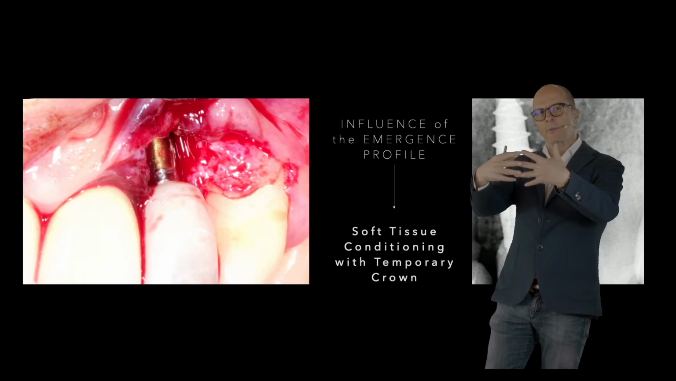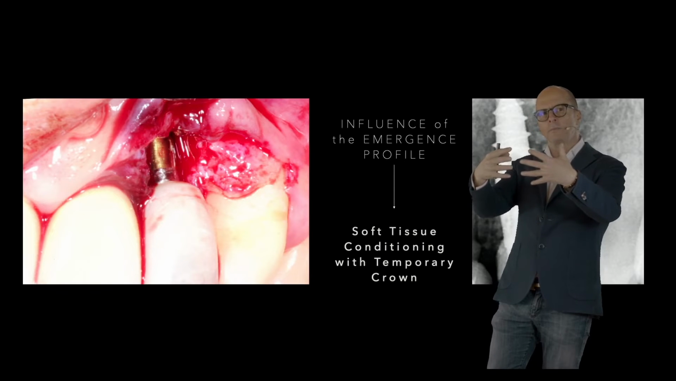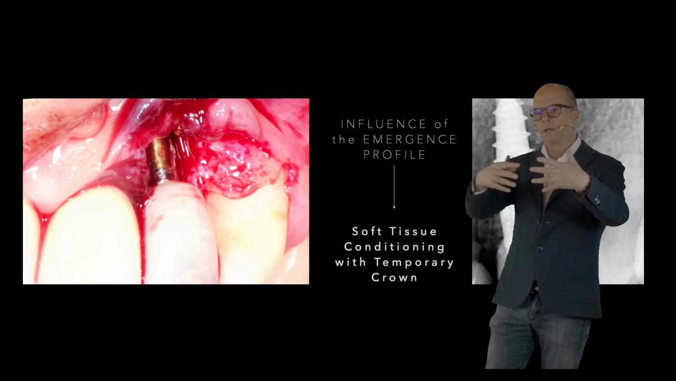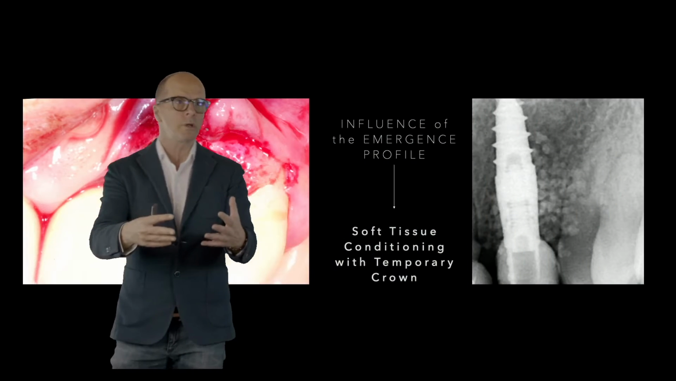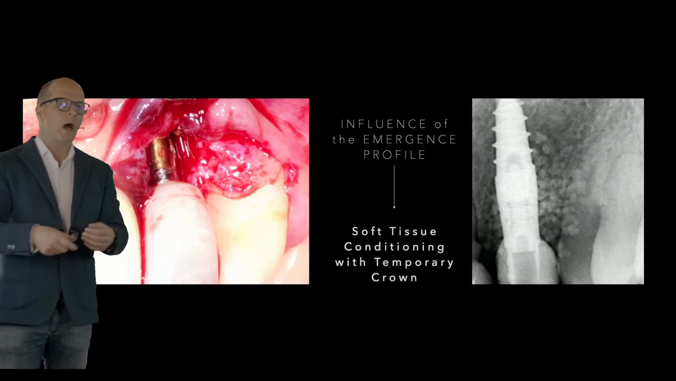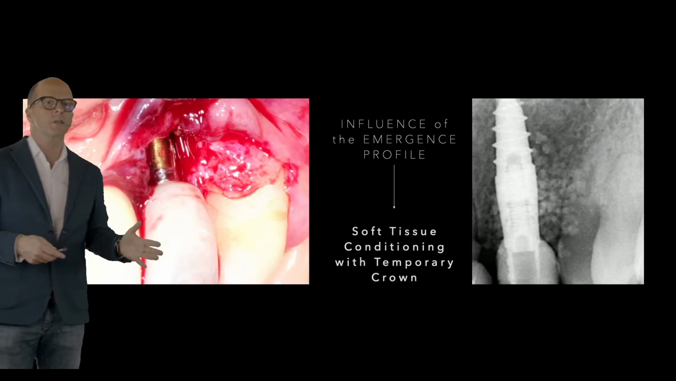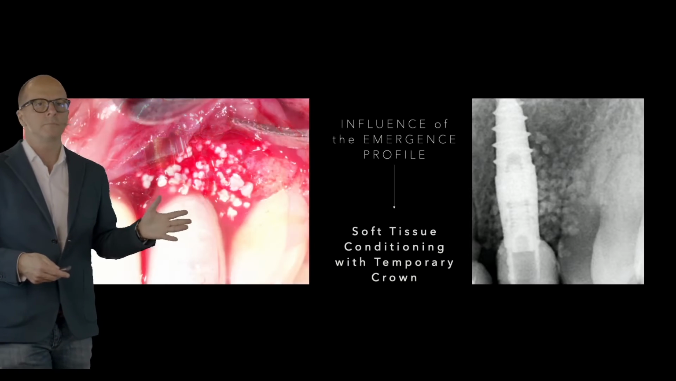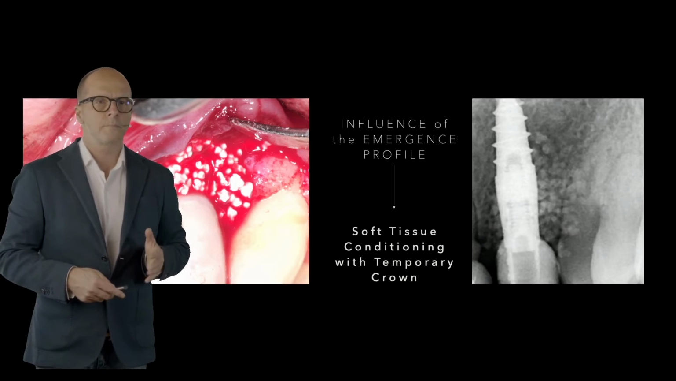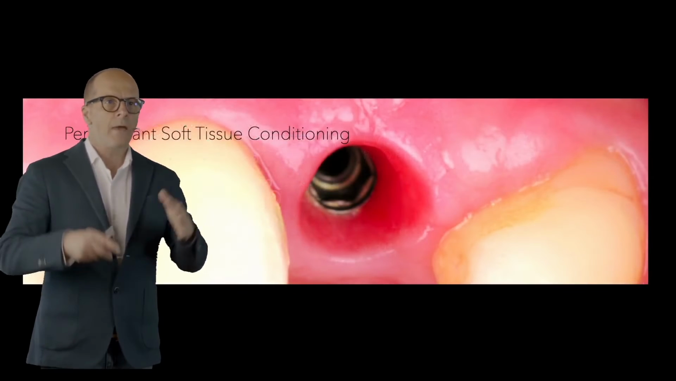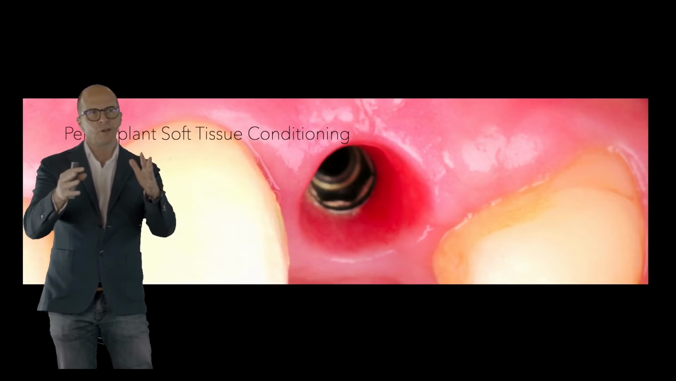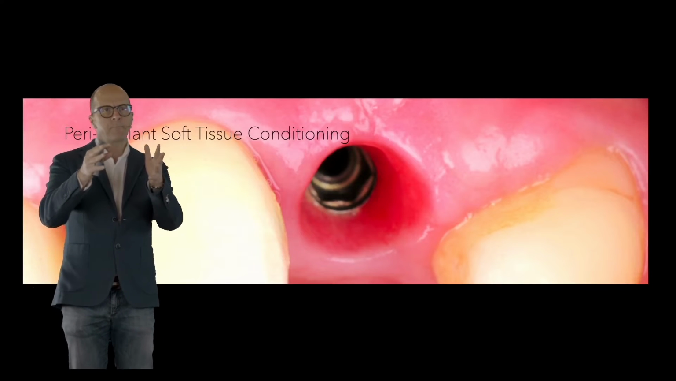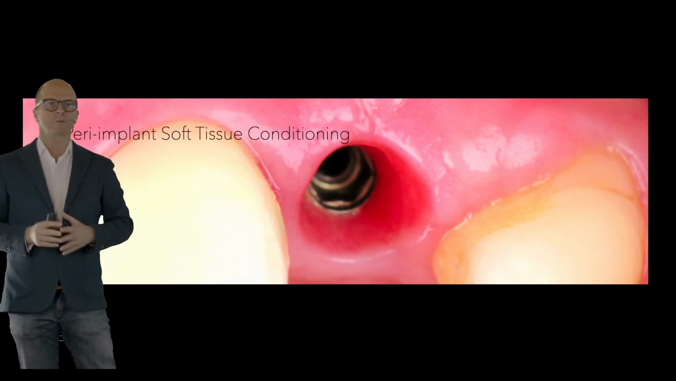I don't care about the bone. If I've got bone, I have bone in the space-maintaining defect. If I don't have bone, I have soft tissue. So I start the soft tissue conditioning with a temporary crown. And this is what I can achieve from the very beginning just with the provisional: peri-implant soft tissue conditioning.